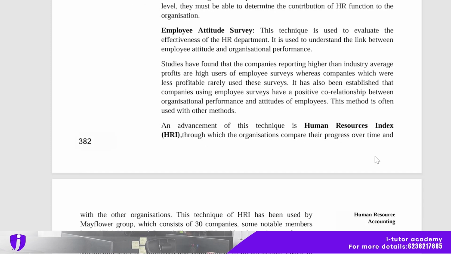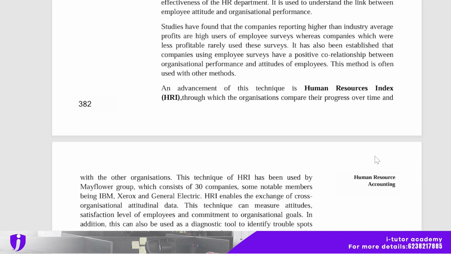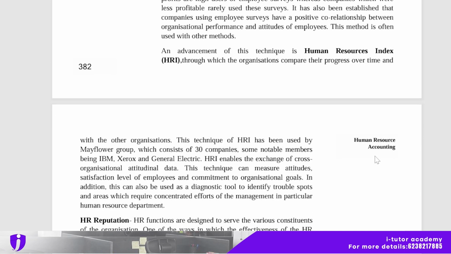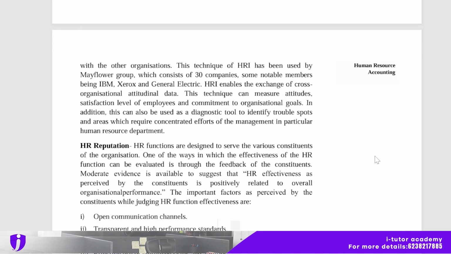An employee attitude survey. This technique is used to evaluate the effectiveness of the HR department. It is used to understand the link between employees' attitude and organizational performance. And the advancement of this technique is the Human Resources Index, that is HRI, through which organizations compare their progress over time and with other organizations. This technique of HRI has been used by the Flower Group, which consists of 30 companies, some notable members being IBM, Xerox, and General Electric, etc.